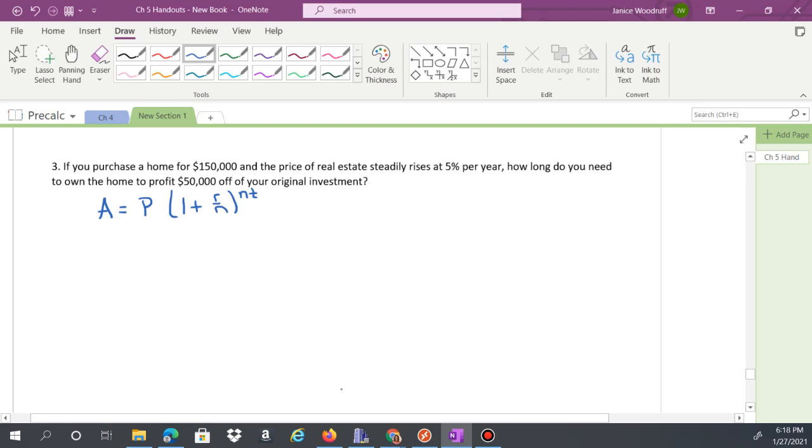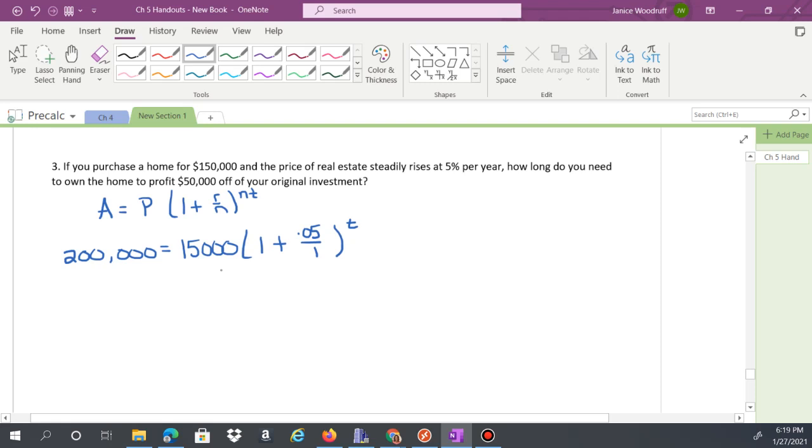Okay, we are solving for time. So we're solving for an exponent. So you use logarithms to solve for exponents. So to profit $50,000, I would need the amount of the home to be worth $200,000 because I bought it for $150,000. So that would be my A. My principal, my original amount is $150,000. I am rising at a rate of 5%, and it's just once a year, so my N is 1. And I want to find 1 times T, so that's just going to be T.